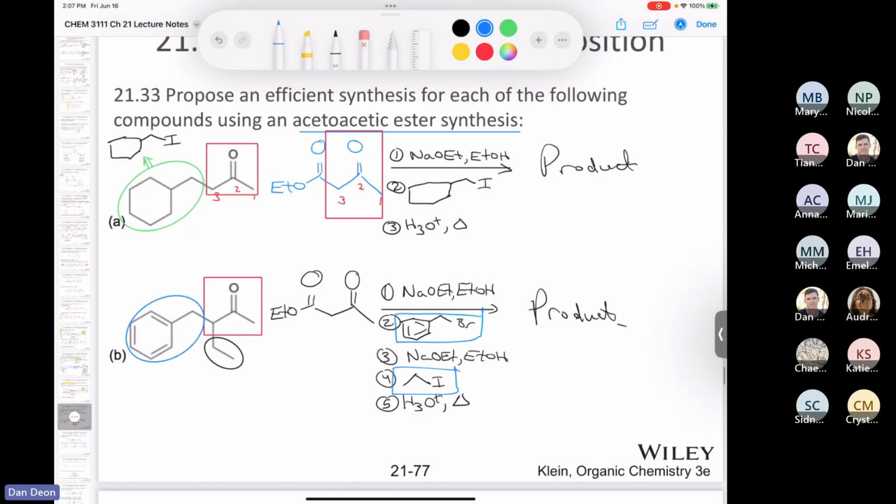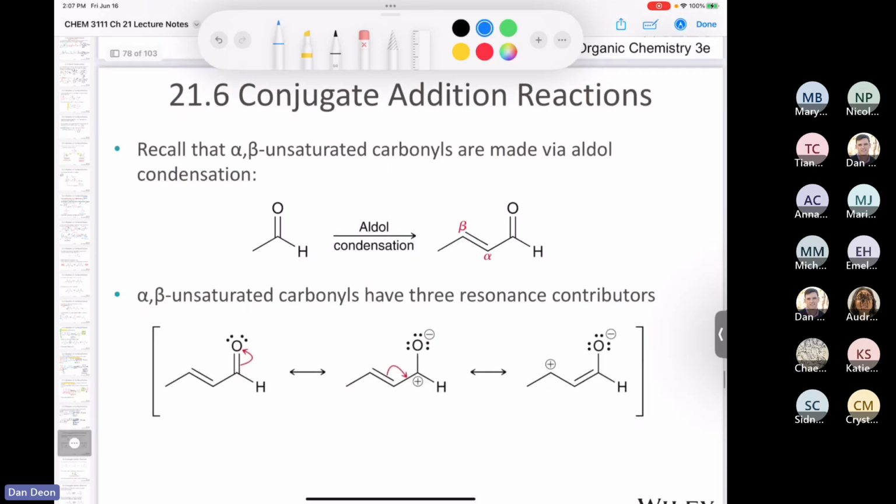Let's get some really neat connections in it. If you remember, when we have an alpha beta unsaturated carbonyl, we made that from an aldol condensation. So you use sodium hydroxide and heat to do that. And if we just use sodium hydroxide, then we get the aldol addition product.